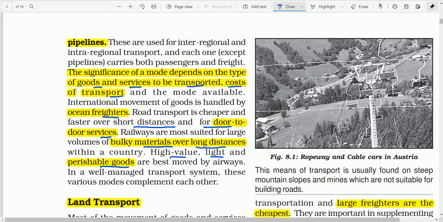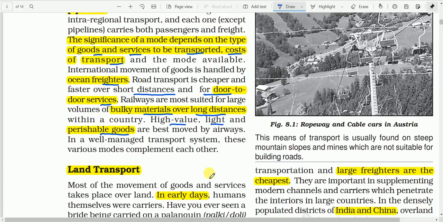In a well-managed transport system, these various modes of transportation complement each other. It means that all the four means of transportation are not independent. All the four means of transport are helping each other.